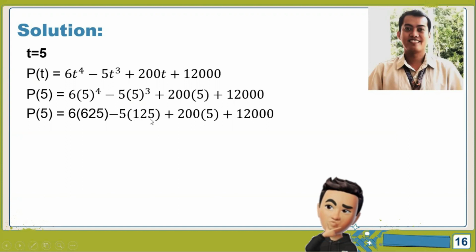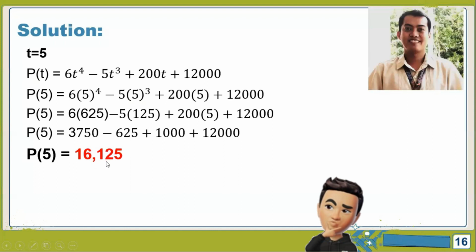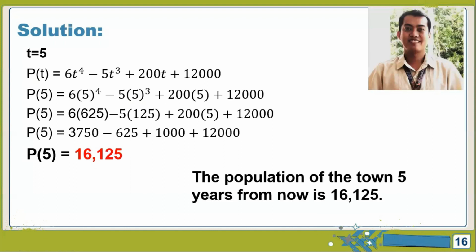Then, we are going to perform the multiplication. 6 times 625 is 3,750. 5 times 125 is 625. Then, 200 times 5 is 1,000. Next, we're going to perform subtraction and addition from left to right. 3,750 minus 625 plus 1,000 plus 12,000 is 16,125. Therefore, the population of the town 5 years from now is 16,125.